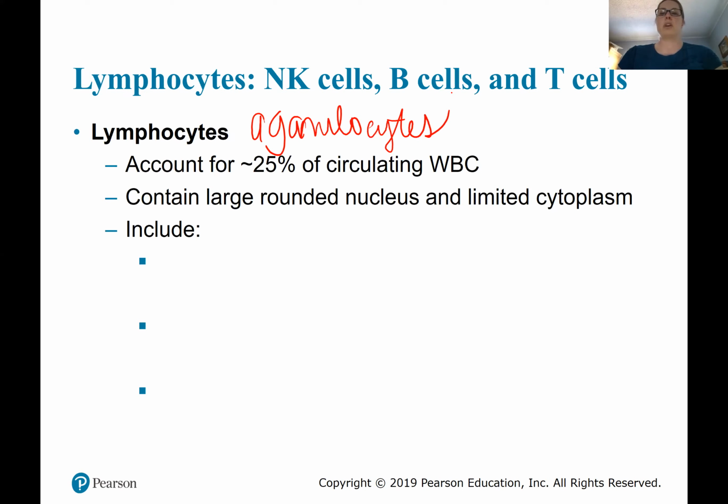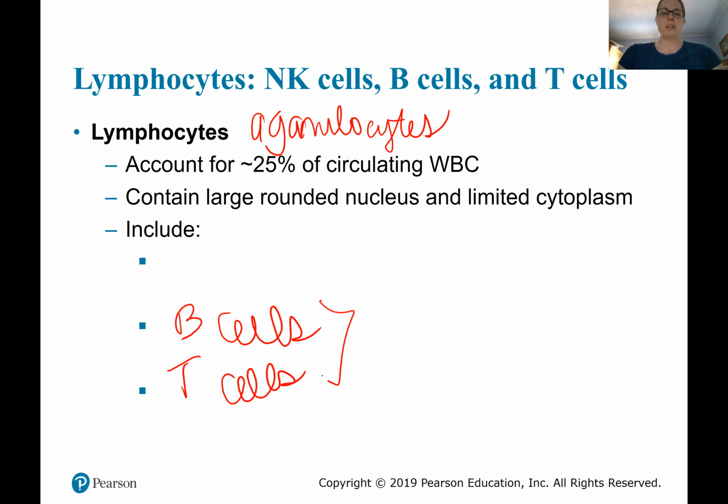Okay, definitely know which ones are part of innate immunity and which ones the B and T lymphocytes are going to be a part of. These are the adaptive immunity they're going to be involved with, and the NK, or also called natural killer cells, are part of the innate immune system.